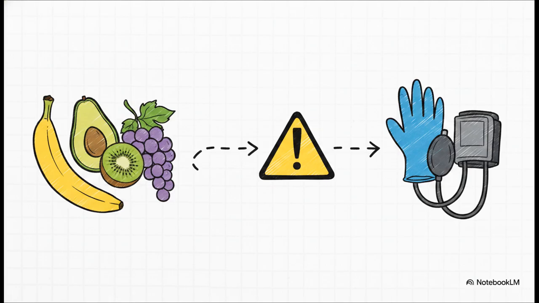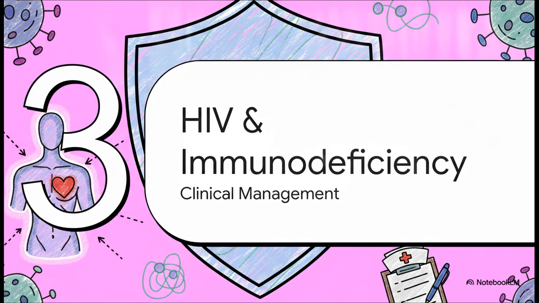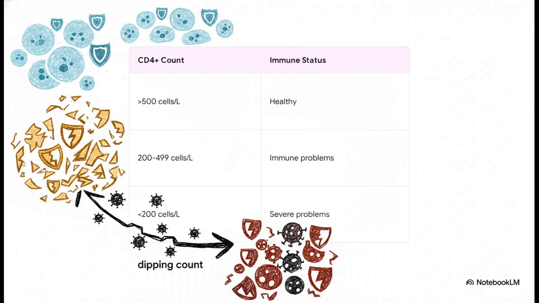You have to immediately make sure every piece of medical equipment you use, from your gloves to the blood pressure cuff, is entirely latex-free. That brings us to Section 3, Managing HIV and Immune Deficiency. When we track HIV progression, it is all about that CD4 positive T-cell count, which is strictly broken down by these thresholds. And look, these aren't just random numbers to memorize. They literally dictate your patient's vulnerability.